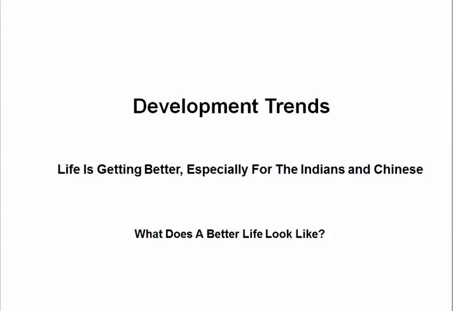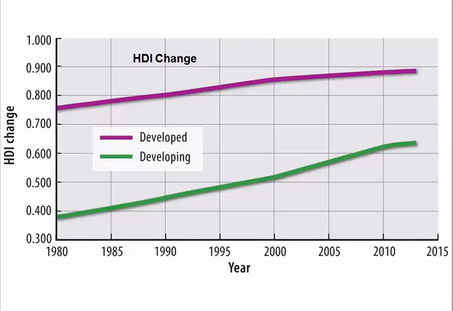Here we are in key issue 4 dealing with trends in development. And as it says here, life's getting better, especially for the Indians and the Chinese. And you ask yourself, well, what does that look like? Well, let's look at the HDI change. So remember that this was formulated by the United Nations, and what it's supposed to do is take account for health and education and the standard of living.